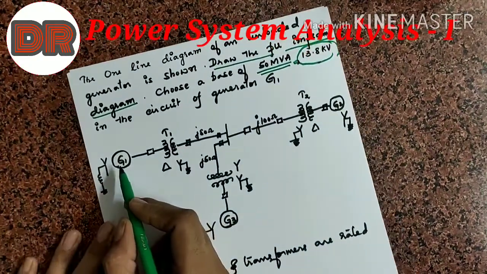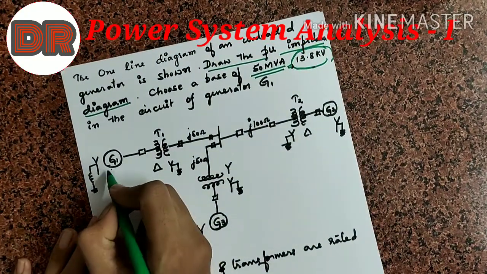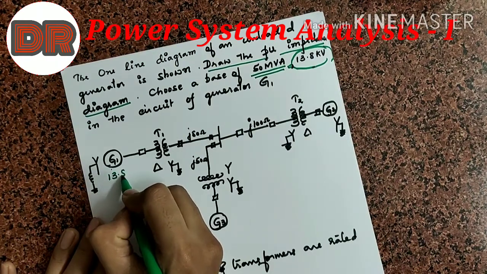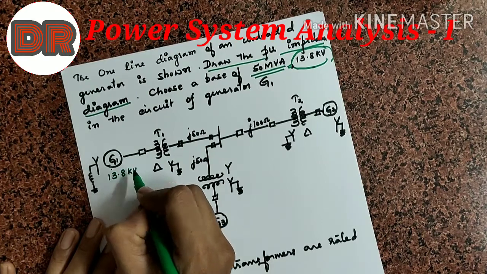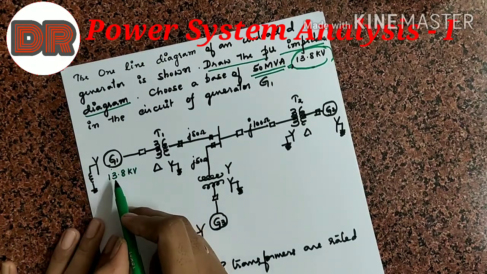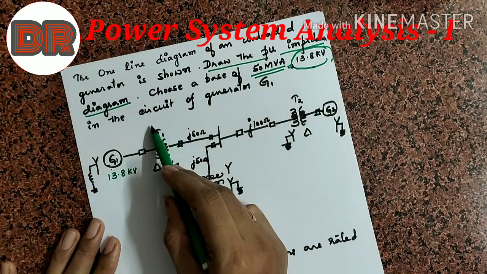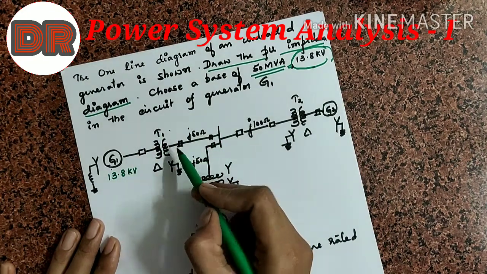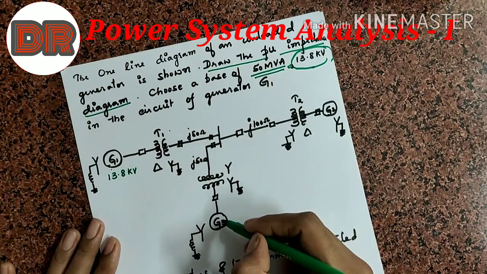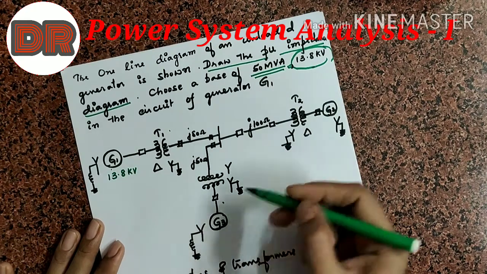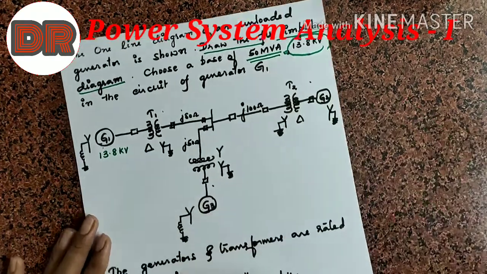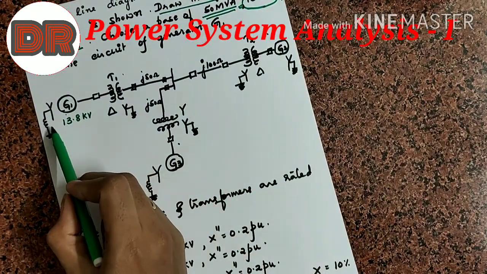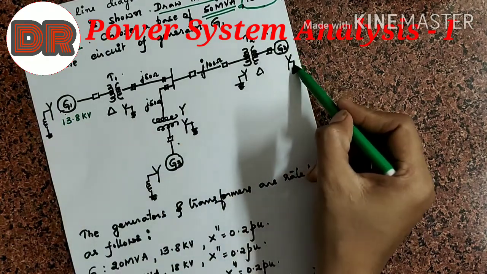So G1 is this, that is generator G1. Here the base kV is given, that is, it is fixed. It is 13.8 kV as the base kV over here. On the other side of this transformer, we have to calculate the base kV value, and with respect to that, we have to calculate the base kV here and also the base kV over here. Let's see that later.